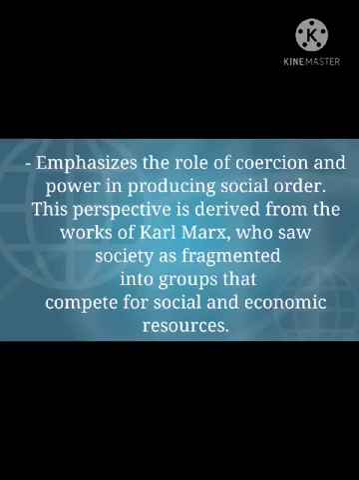Conflict theory. It emphasizes the role of coercion and power in producing social order. This perspective is derived from the works of Karl Marx, who saw society as fragmented into groups that compete for social and economic resources.